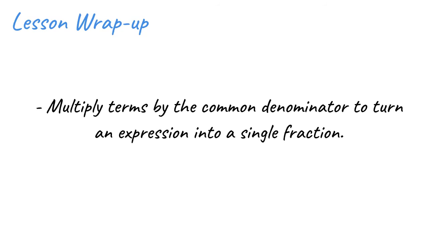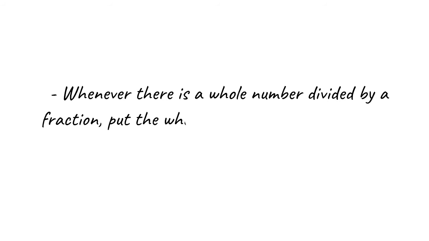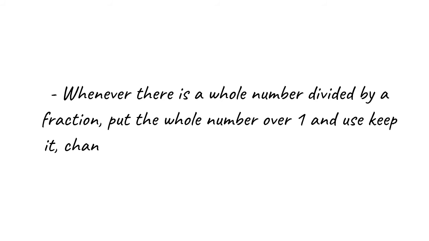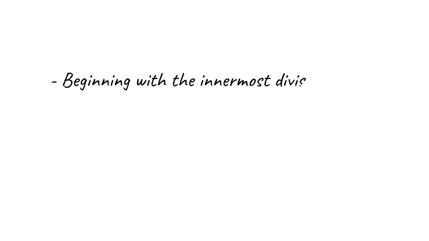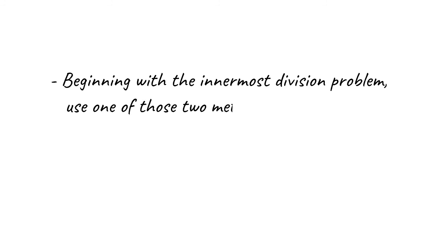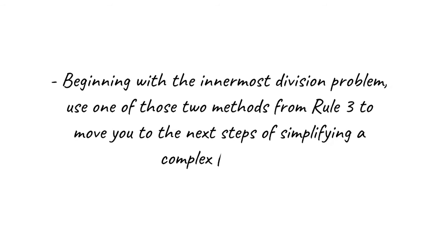So let's review. Multiply terms by the common denominator to turn an expression into a single fraction. Whenever there is a whole number divided by a fraction, put the whole number over 1 and use keep it, change it, flip it to create a simplified fraction. Beginning with the innermost division problem, use one of those two methods from Rule 3 to move you to the next steps of simplifying a complex fraction.